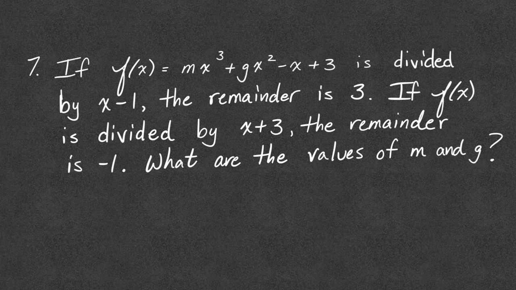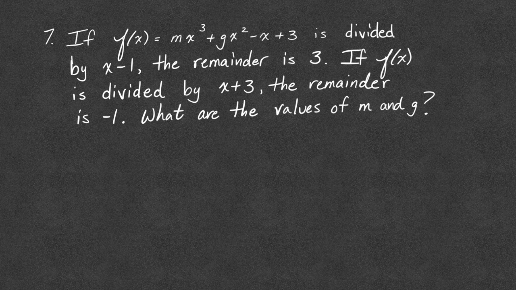F of x is this function. It happens to have m's and g's in it. It's divided by x minus 1, remainder's 3. If it's divided by x plus 3, the remainder's negative 1. We need to solve for m and g. So I'm going to shrink that down a little bit, and I'm going to jump straight in.